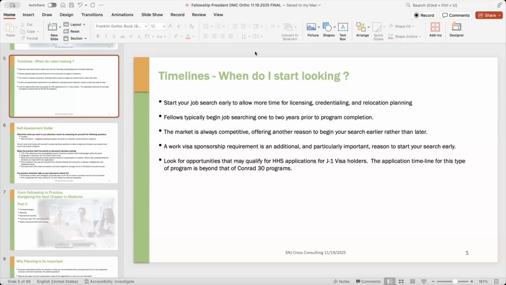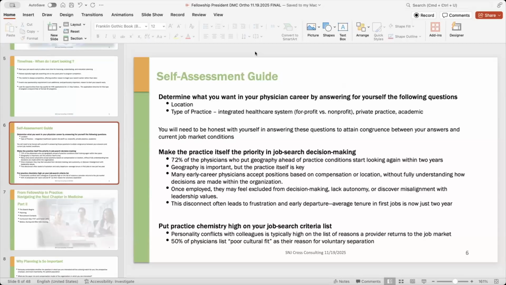I want to go to page 6. If you could go down, please. And assessment so that you can decide where you want to go and practice and the type of position you're looking for. Location is always a big deal.